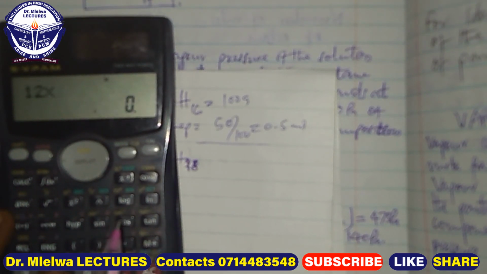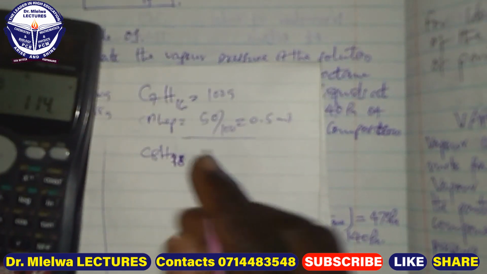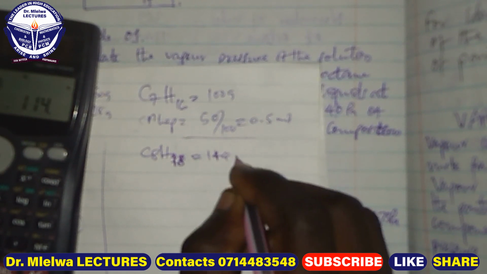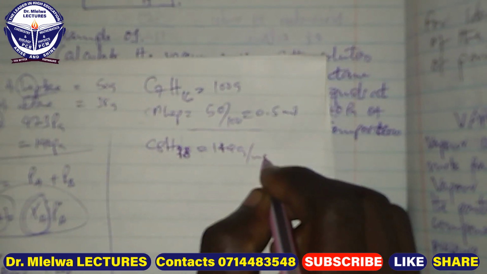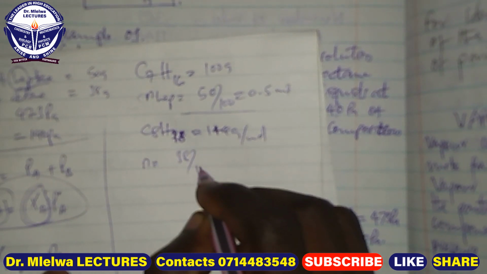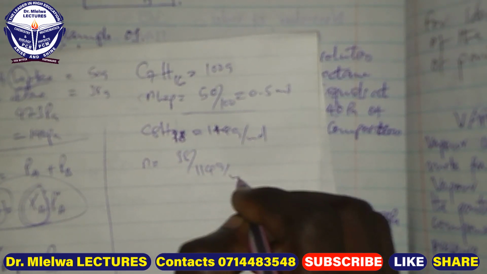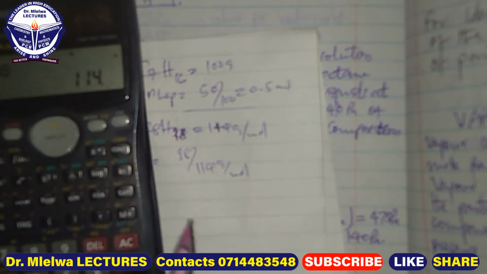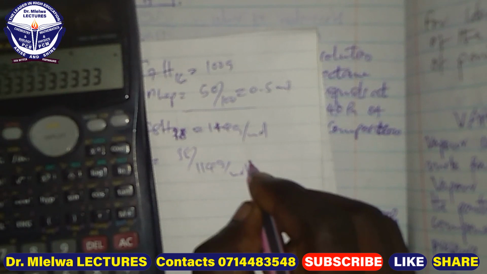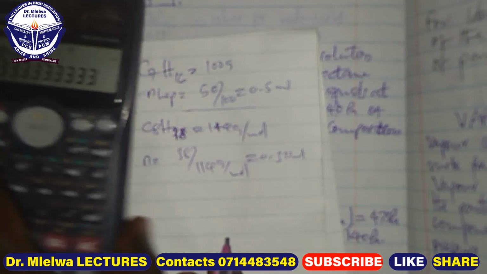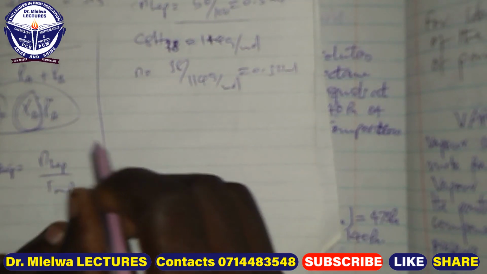So 8 times 12 plus 18, we get 114 grams per mole, that molar mass. So when we look for the number of moles, it will be 38 divided by 114 grams per mole. What will you get there? You will get 38 divided by the answer, you get 0.333 mole.